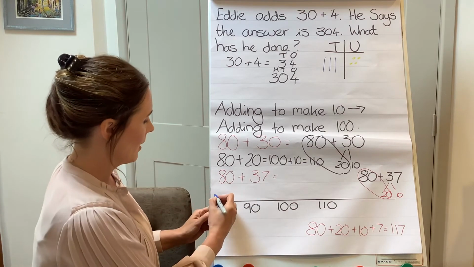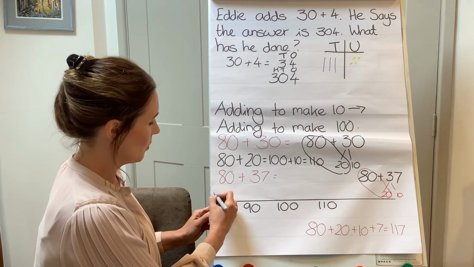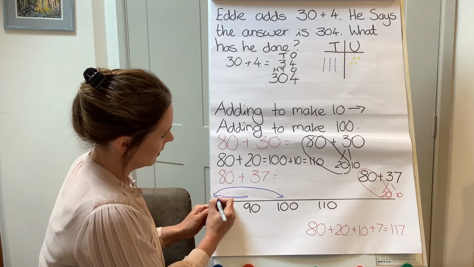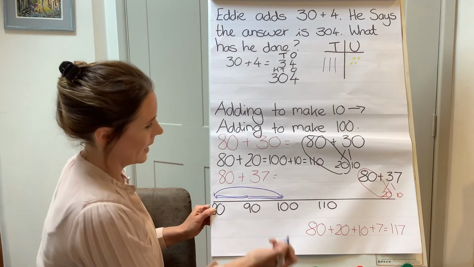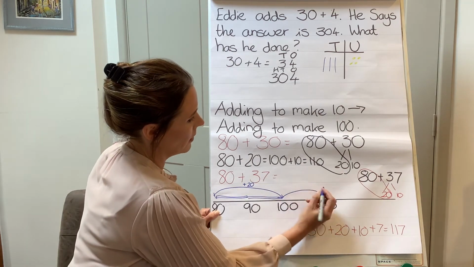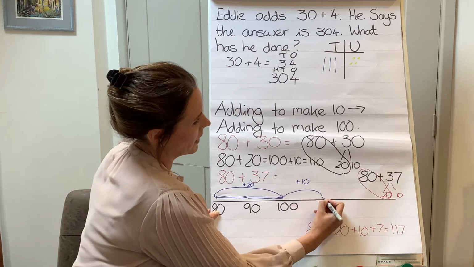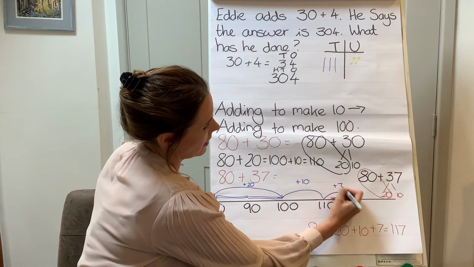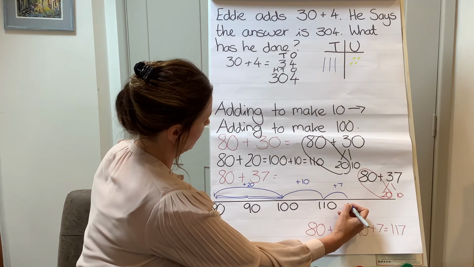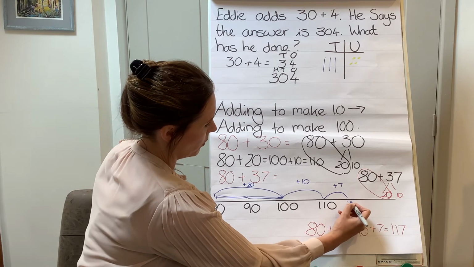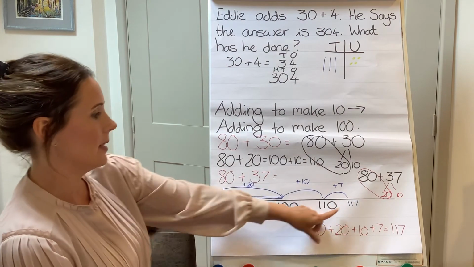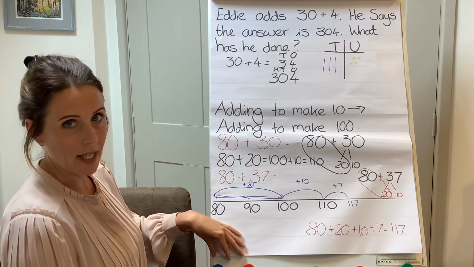You can also see this very visually on a number line. If we have 80 and we add on to the next 100, so we make a jump to 100, we've added on 20. Then we can add on another 10, and then we can add on 7, that gets us to 117. So 20, 30, 37. We've added on 37, and that gets us to 117.